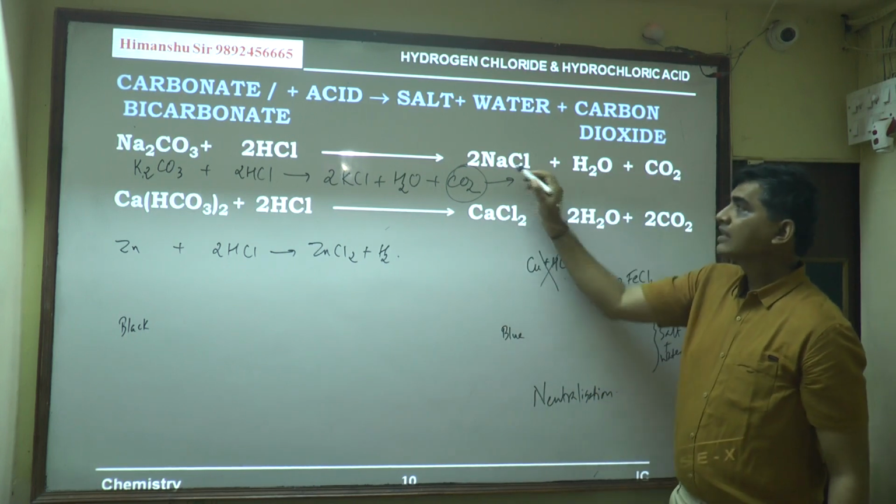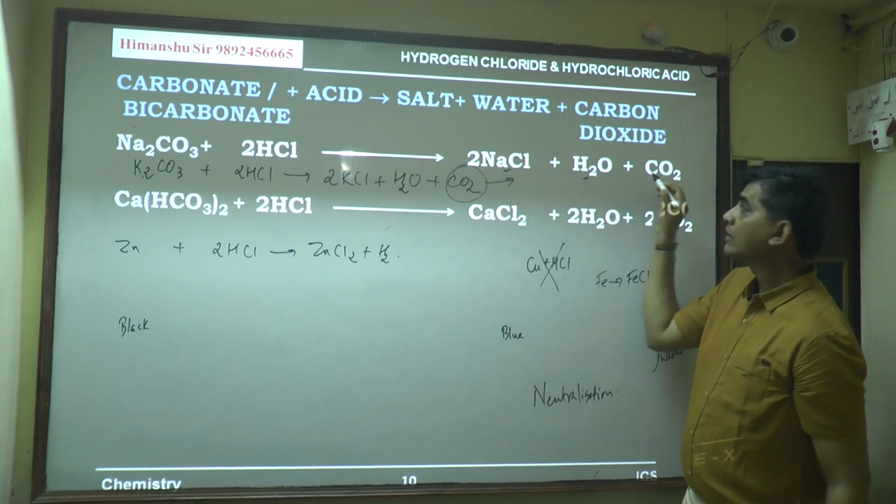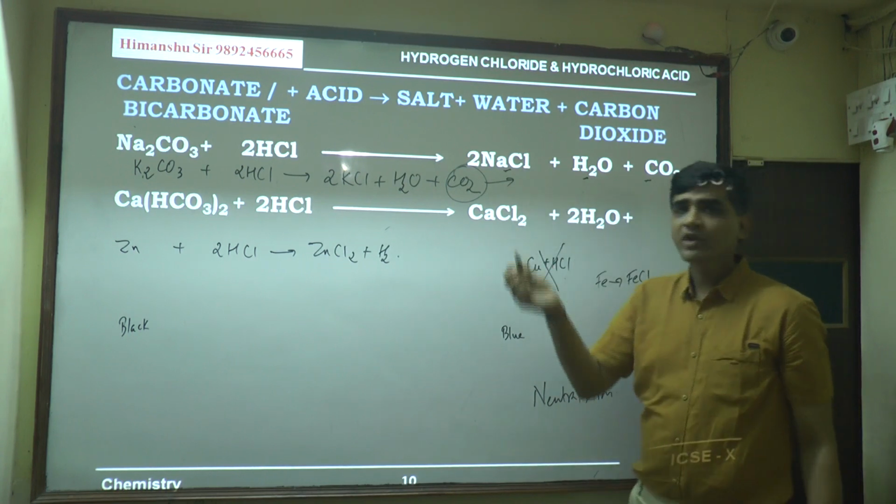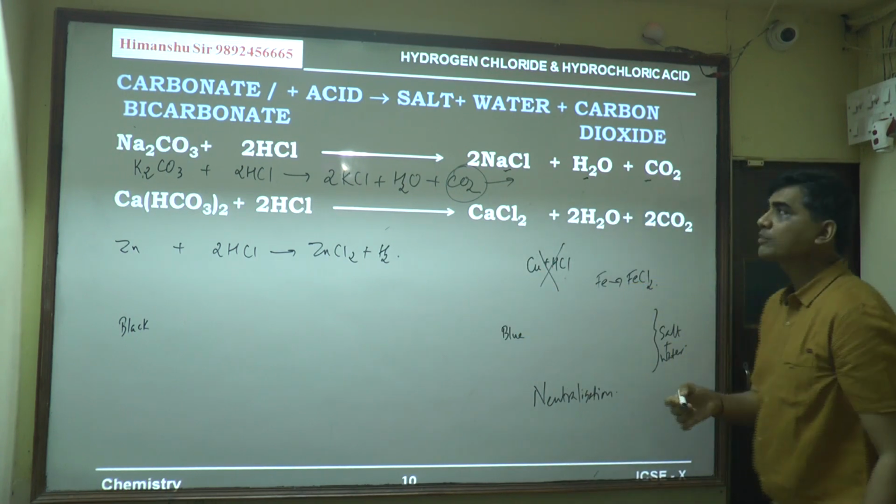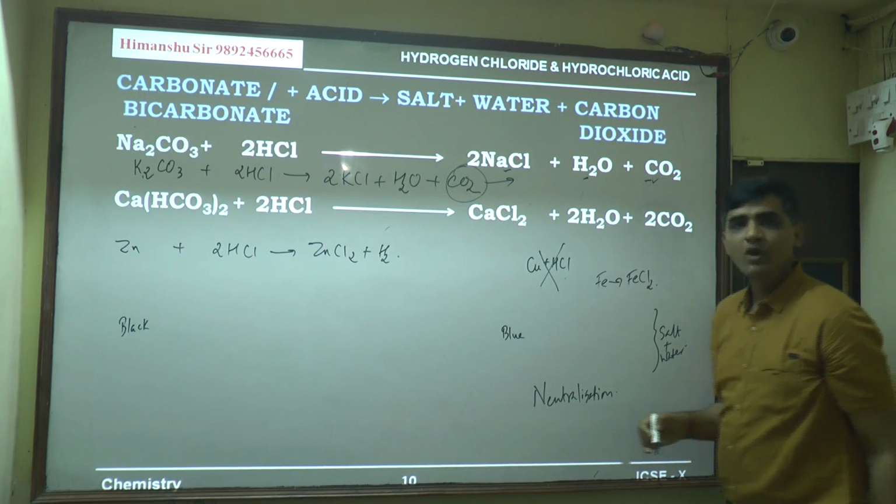So they have to understand that with salt you are getting water and carbon dioxide. Since sodium chloride is a soluble salt, you can't write any observation. But yes, for CO2 you have an observation.